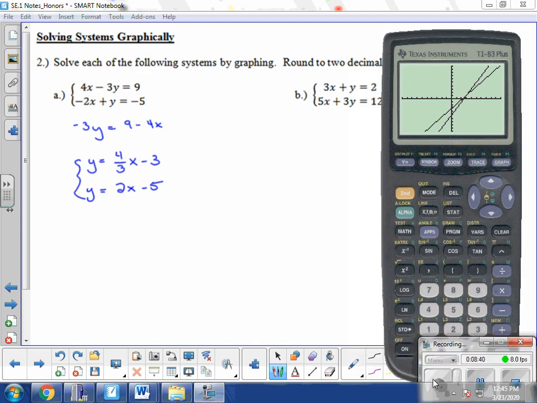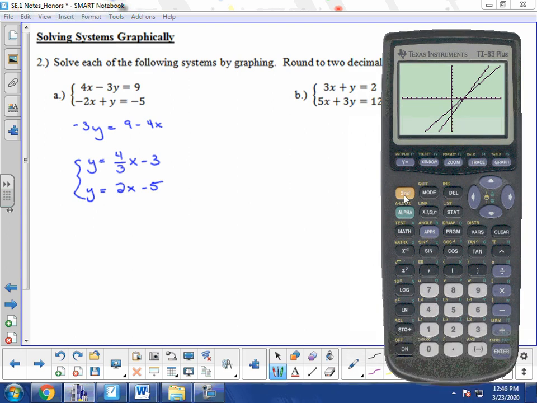So in order to find that, we can hit the second key here, hit the trace button, which takes us to calculate, select intersect. It'll say first curve, make sure your cursor is on the first line, hit enter. It'll say second curve, make sure it's on the second line, hit enter. It'll ask you to guess, you don't need to worry about guessing, just hit enter one more time. And that intersection is the solution to the equation.